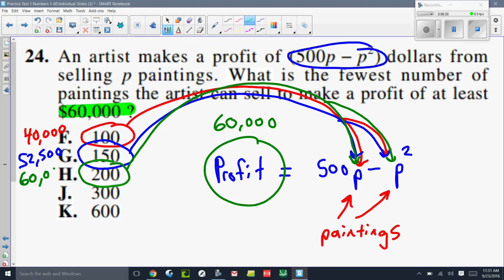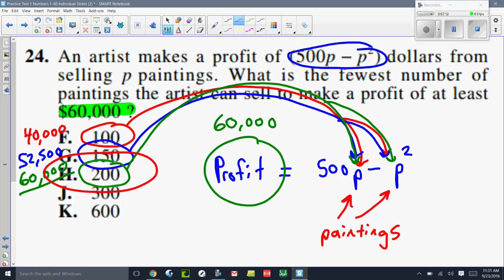That's the profit, the minimum profit we're looking to make. So 200 paintings will give us an exact profit of $60,000. So the answer is, in this case, H. The important thing to remember is to work backwards. When in doubt, if you have a multiple choice test, it's always possible to work backwards.